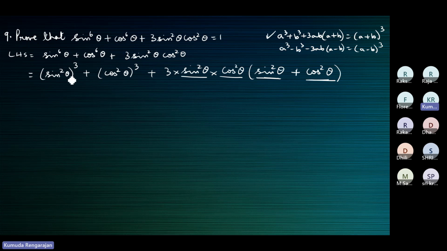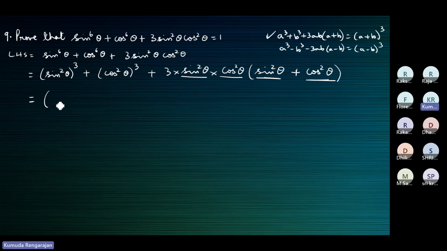See, if you add 1, you have to subtract 1. If you add 2, you'll have to subtract 2. Here you're just multiplying by 1, which means you're not changing the value of anything. Into 1 is the same thing. So now this looks like a cube plus b cube plus 3ab into a plus b, which is nothing but a plus b the whole cube.